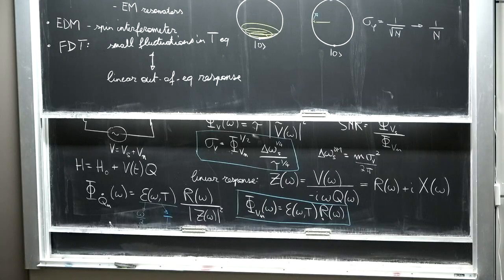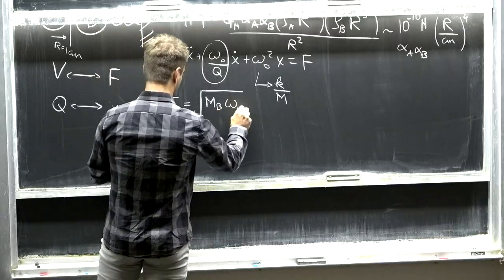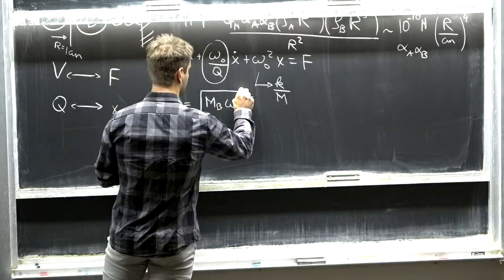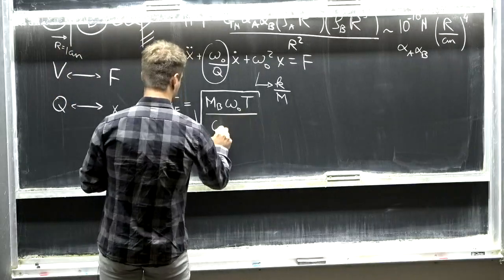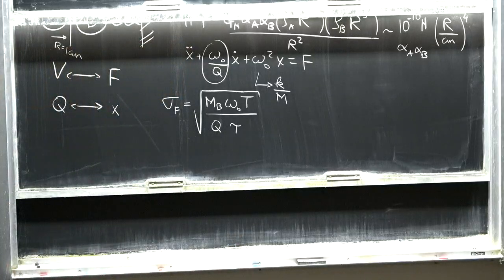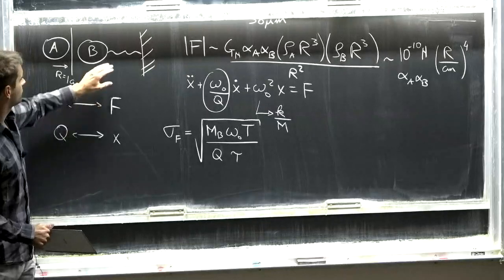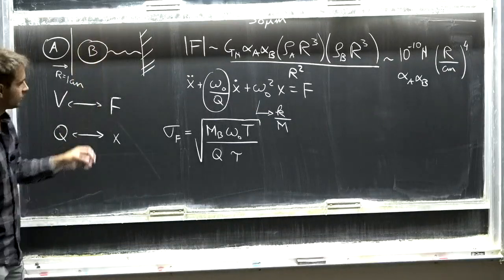and you assume that the spectral bandwidth is just set by your integration time, this is the mass times the natural frequency of your oscillator, the temperature of your system, over the Q factor and your integration time, tau. Okay, so that's the purely Brownian noise in thermodynamic equilibrium of this simple harmonic oscillator.